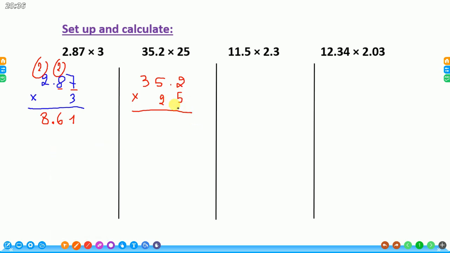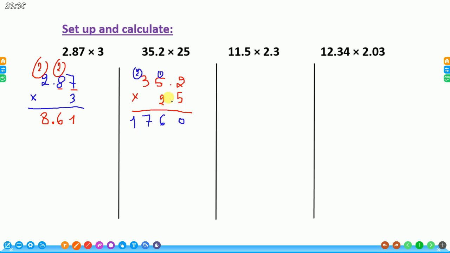So I start with the ones digit. 5 times 2, 10. 0, I carry 1. 5 times 5, 25, plus 1, 26. 6, I carry 2. 5 times 3, 15, plus 2, 17.